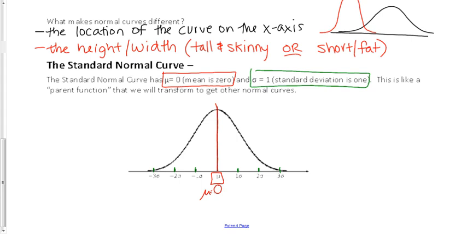So typically when we make a graph, we're going to mark the mean in the middle, and then we're going to go out 3 standard deviations in each direction. We're going to make them positive going to the right, and we're going to make them negative going to the left, but we're going to go 3 standard deviations in each direction of the mean when we mark our graph. So let's turn the page and see how we can actually do this.